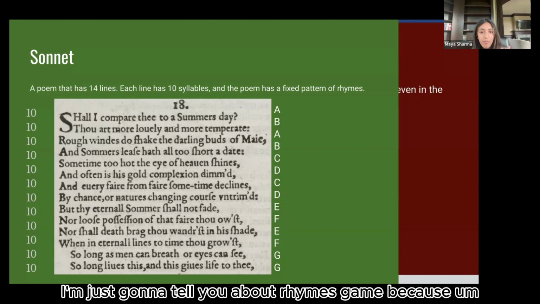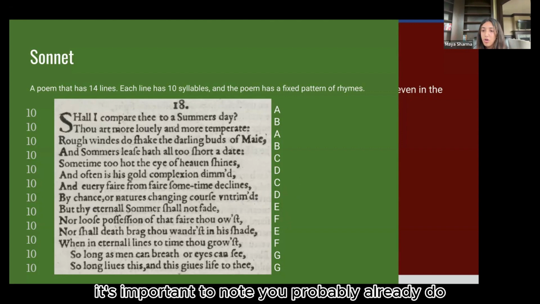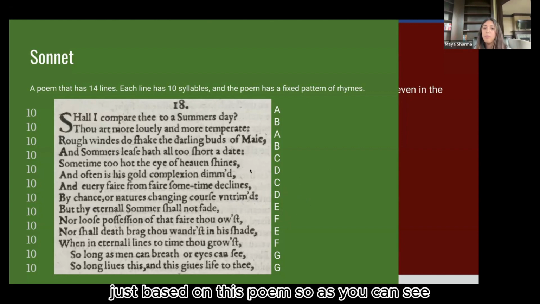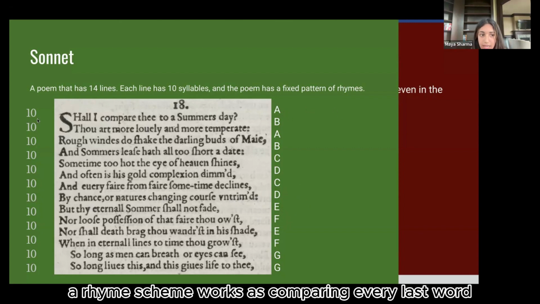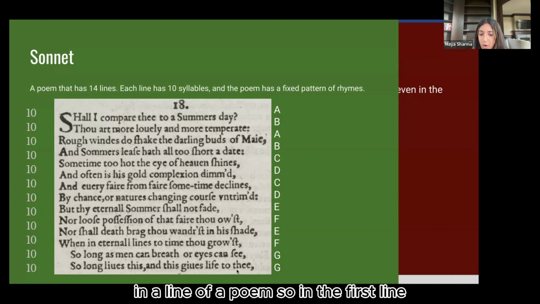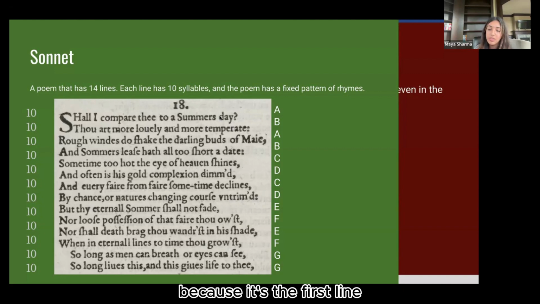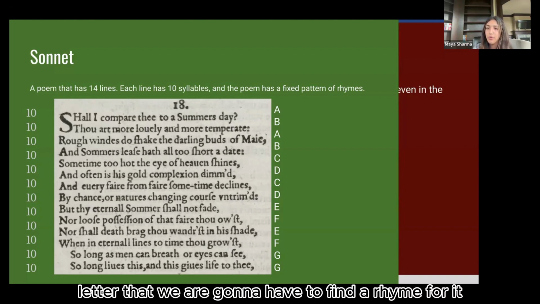And quickly, I'm just going to tell you about rhyme scheme because it's important to note. You probably already do, but I'm just going to give a quick refresher based on this poem. As you can see, rhyme scheme works by comparing the last word in each line of a poem. So in the first line, the last word is day, so that would be labeled as A because it's the first line and the first letter, and we have to find a rhyme for it.